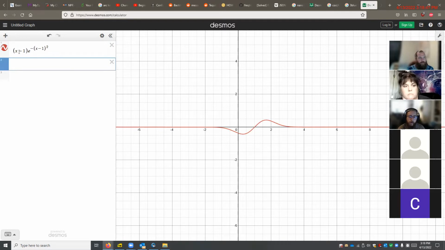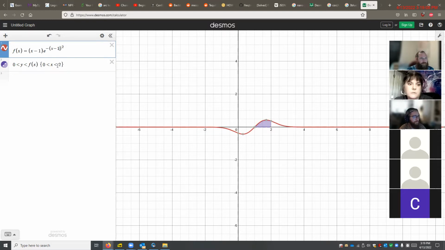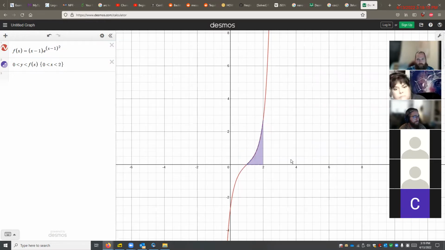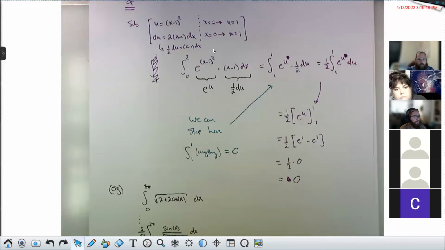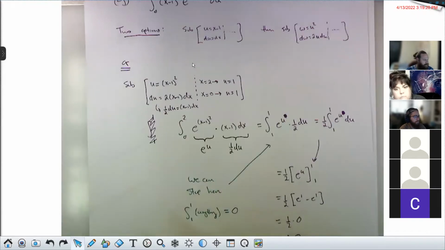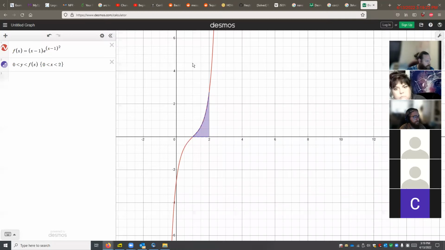So if I were to evaluate this guy from, where are we going, 0 to 2? I think you have an extra negative in the exponent. Yeah. Thank you. That's right. Oh, maybe we have run into something like this here as well. Let's see, 0 to 2. Minus 1 squared. Yeah, 0.